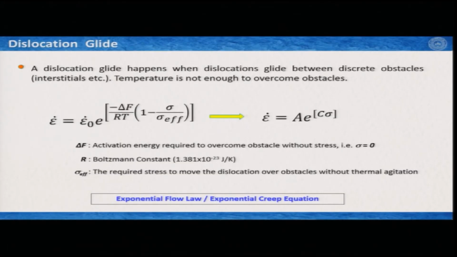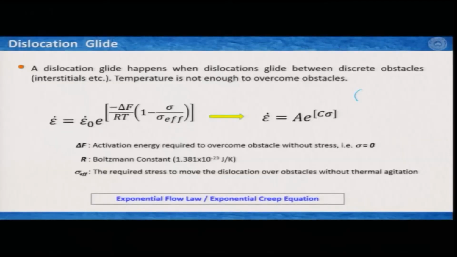But my aim here, by showing these equations, is mostly to explain what the relations are between the strain rate and stress in these equations. So, first the dislocation glide. Dislocation glide happens when dislocations glide between discrete obstacles. So, that means if I have an obstacle here, and an obstacle here, then a dislocation can move from here to here.